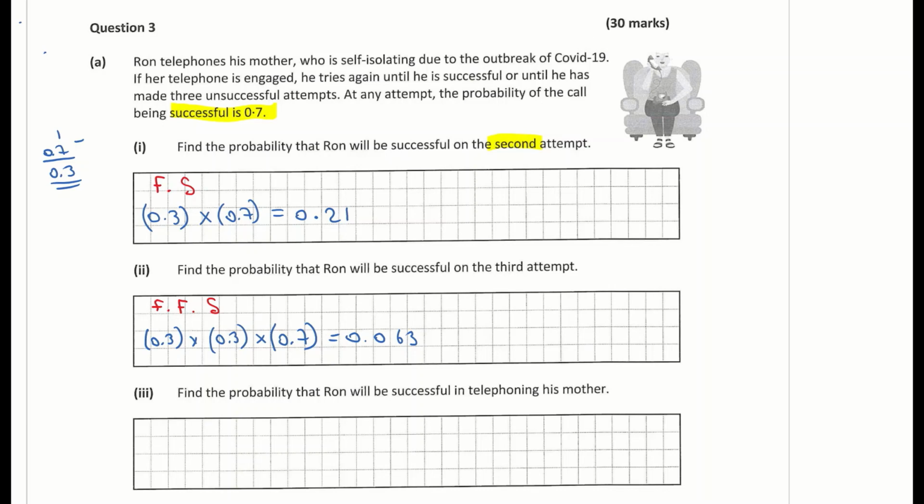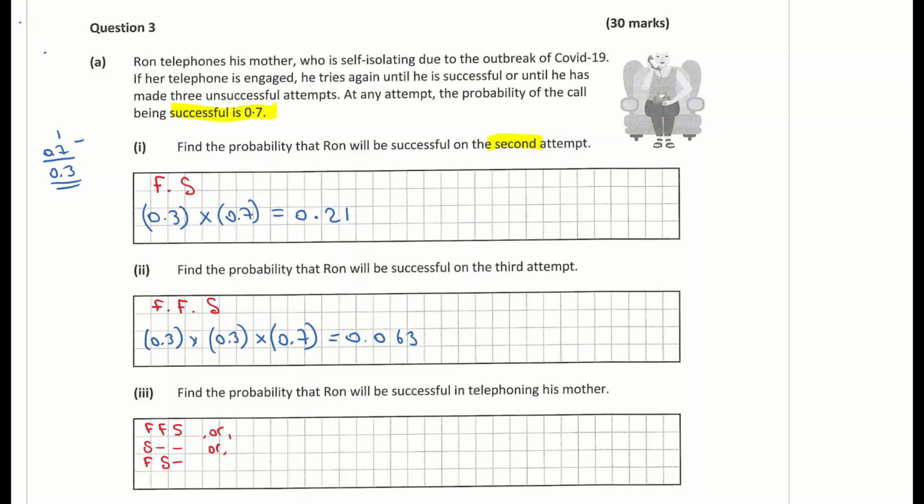Part 3. Find the probability that Ron will be successful in telephoning his mother. So there are different scenarios there. He could get through on the third attempt, which is fail, fail, success. Or he could succeed on the first attempt, which means he doesn't need to ring again. So I don't need to do success, fail, fail, because once he gets through, he's happy. And he could also fail on the first and succeed on the second. So once again, we don't need to worry about the third call there because he's successful on the second.